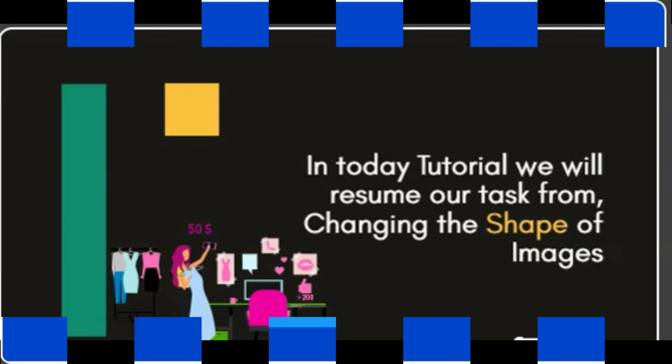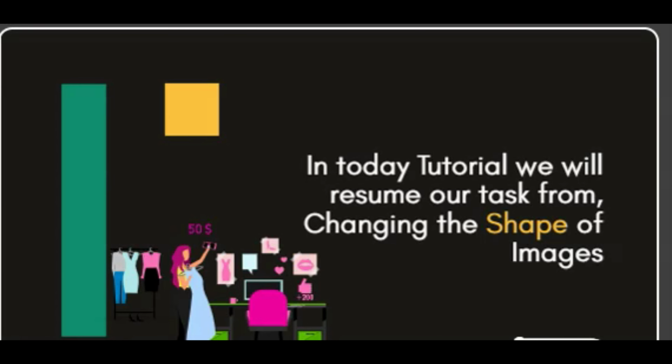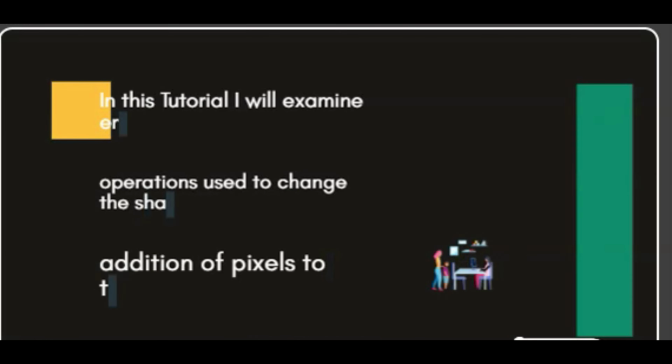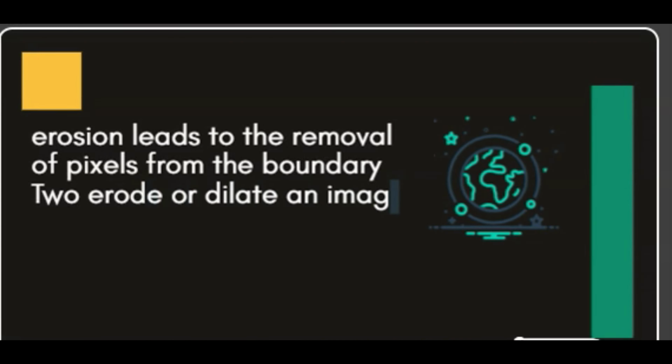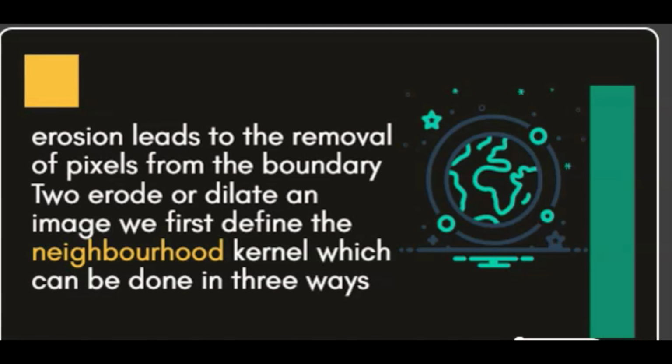In today's tutorial we will resume our task from changing the shape of images. In this tutorial I will examine erosion and dilation, which are the two operations used to change the shape of images. Dilation results in the addition of pixels to the boundary of an object. Erosion leads to the removal of pixels from the boundary.